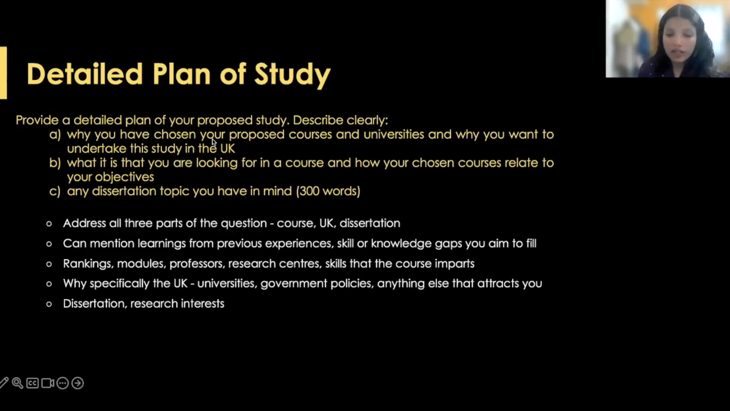You can mention your learnings from previous experiences, skills or knowledge gaps you aim to fill as an explanation for why you want to choose this course. Also, what is it that you're looking for in a course? There you can mention university rankings, or how excellent the department is, the modules and courses you want to pursue, the professors you want to work with, any research centers in the particular department, any particular skills that you want to learn. All of these can be mentioned.